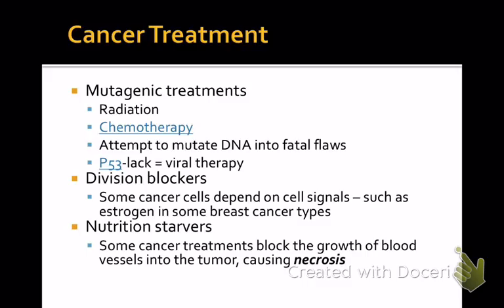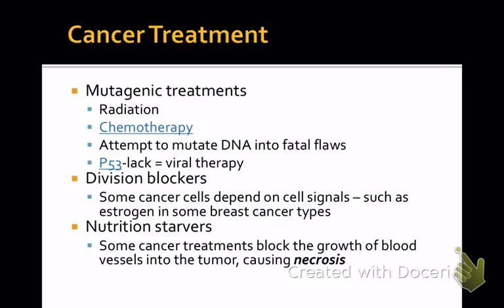Okay, so we can block division with some of our cancer drugs. We can starve the cancer by blocking its blood supply, causing necrosis. That's a word that you need to know. What does necrosis mean? Cell death. So necrotic tissue, that's not something we want to hear, right? So necrosis is cell death.